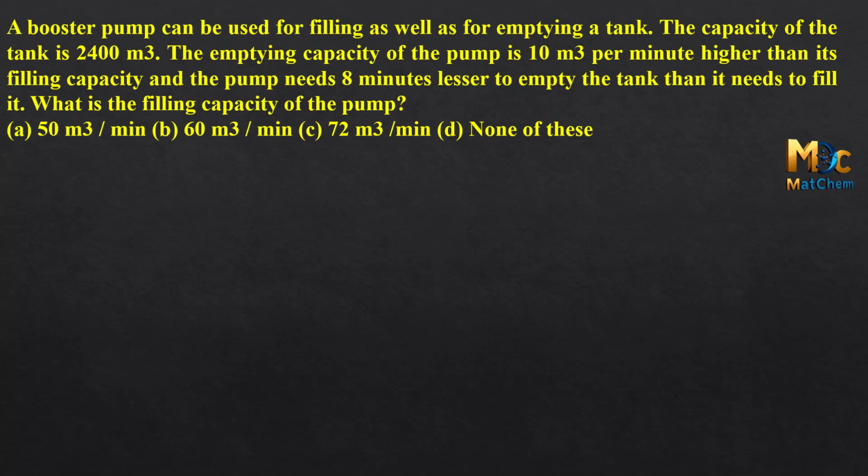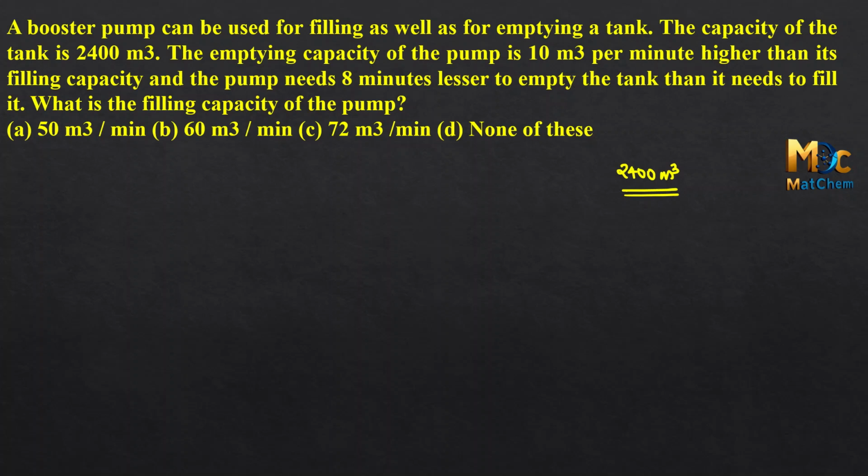So in this particular question, they are given that there is a tank whose capacity is 2400 meter cube. By using the same pump, we can empty the tank as well as fill the tank. The emptying capacity is 10 meter cube higher than the filling capacity. That means if you fill the tank using this pump, the volume poured in per minute will be 10 meter cube lower than the emptying capacity.